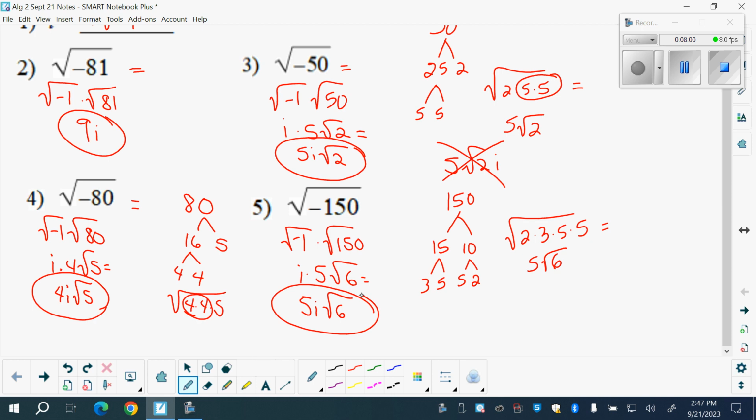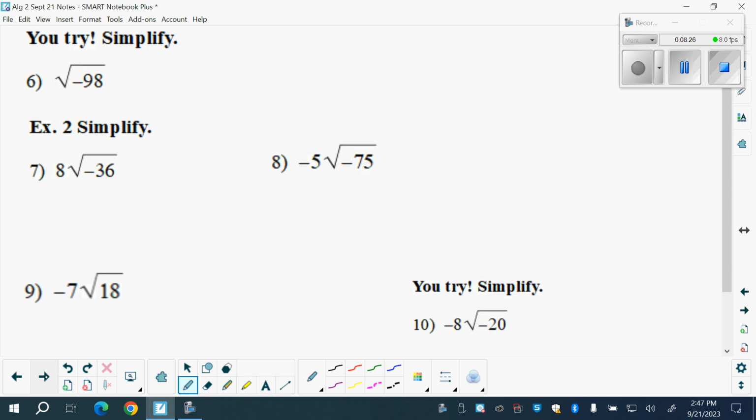Okay, go ahead and do the try. Seven i root 2.